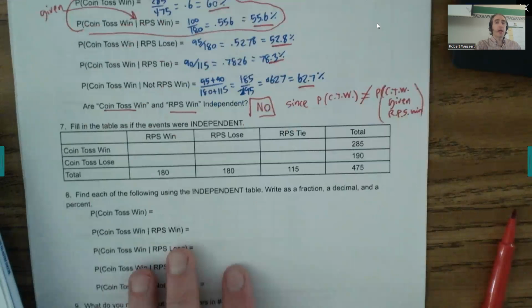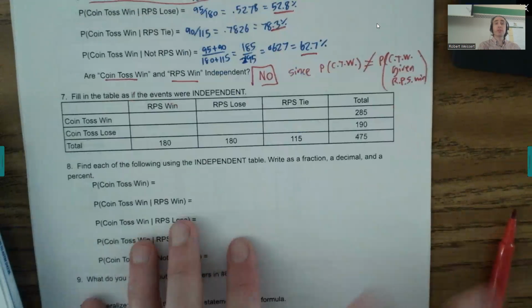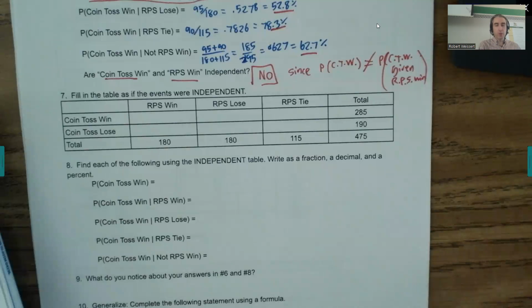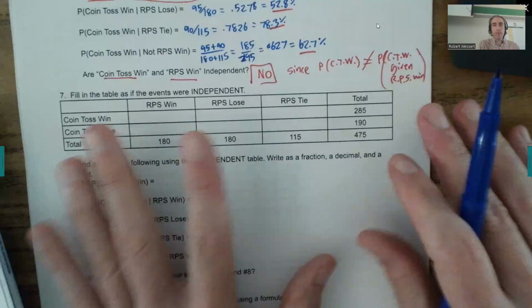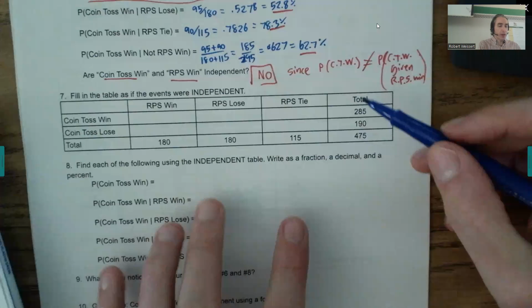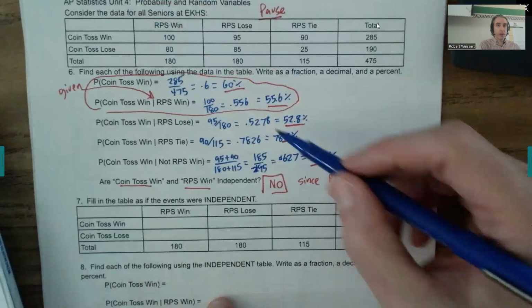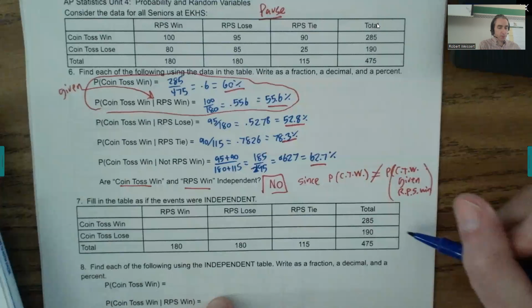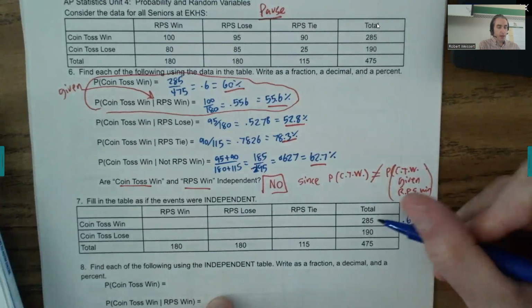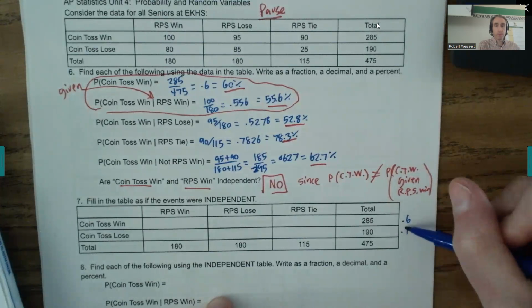Right, so let's go through and fill out this table pretending that they were independent. Now we know that in reality, one should not affect the other. So let's see what that looks like on a sample. We know that 285 out of 475, we calculated that over there, is 0.6, which means that this probability would be 0.4.